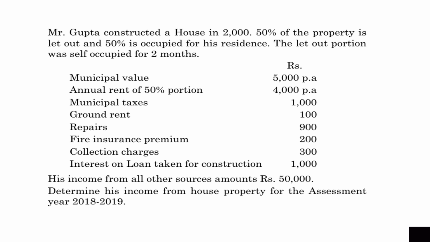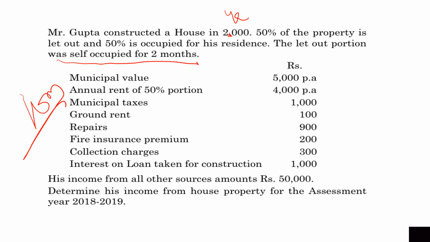Moving to next question. This is also from house property, this is 10 mark question. Mr. G constructed a house in 2000. This year ma. This is actually year 2000. 50% is let out, 50% is self-occupied. Let out portion was self-occupied for 2 months.